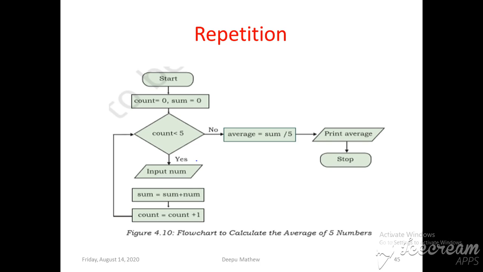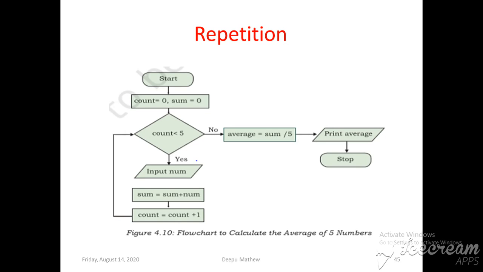If the count is now 1, because initially count is equal to 0, so we increment the count by 1, 0 plus 1, now count is 1. Again we check that the count is less than 5. Again the condition is yes, so take the second number, add it to the sum, then again increment the counter by 1 to indicate that one number was input. After incrementing the counter, we always go back to the condition and check.